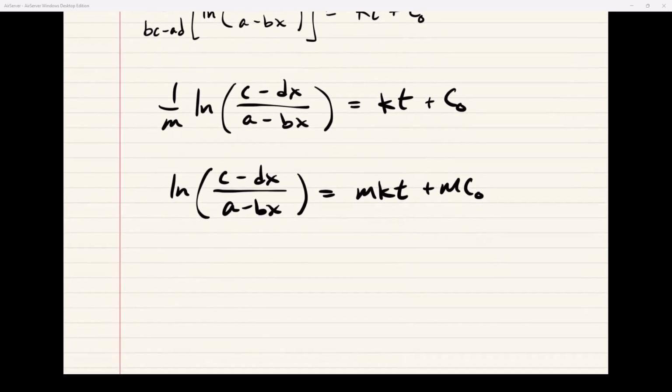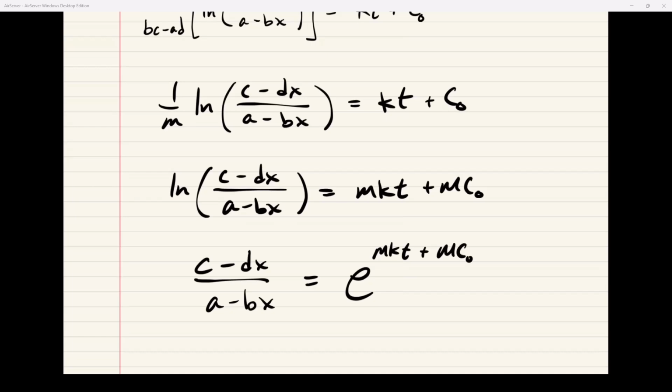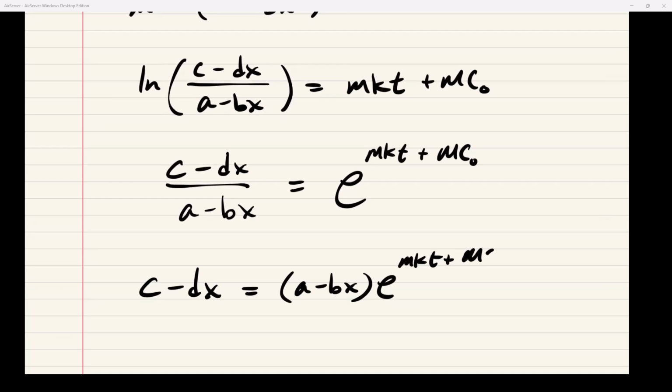Now we could use the inverse of the ln to isolate, to try to solve for x. So we could write (C minus Dx) over (A minus Bx) is e to the (mk times t plus m C naught). And there's some simplifying that I will do in a minute over here, but I think it's okay to leave it like it is on the right-hand side for now and keep focused on solving for x. Solving for x, I could write C minus Dx is (A minus Bx) times this e to the (mkt plus mC naught).